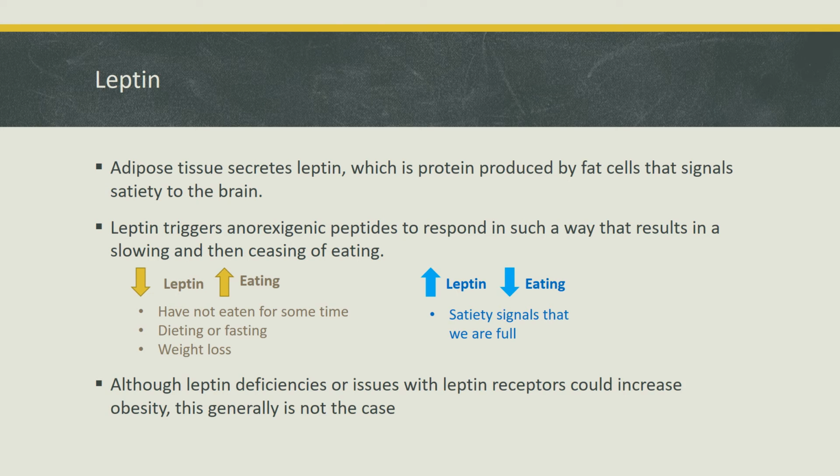And as you can see, if there is an issue with leptin levels or leptin receptors, then satiety may not be signaled appropriately and overeating may occur. This, however, is not typically the case seen in obese individuals. However, leptin resistance does occur with insulin resistance and thus results in weight gain in some diabetics.